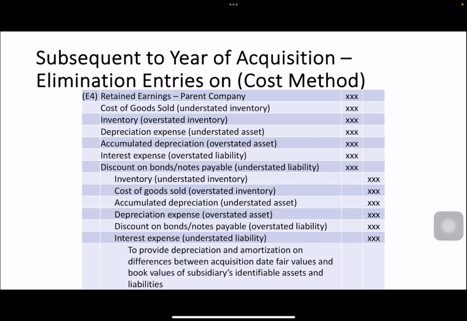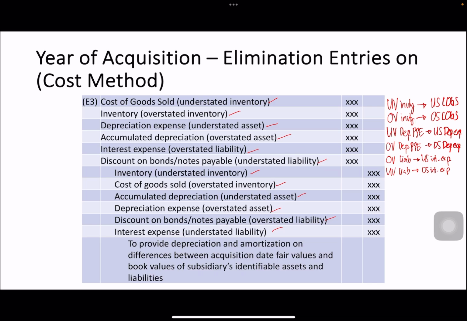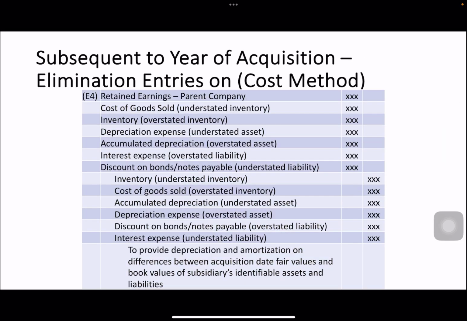Recall that on the first year of acquisition, we prepared this eliminating entry to adjust the subsidiary's net income for the under and overvaluation of the subsidiary's assets and liabilities. The net adjustment of this entry is reflected in this eliminating entry as debit to retained earnings. Hence, the amount debited to retained earnings in this entry reflects prior year's adjustments to the subsidiary's net income.